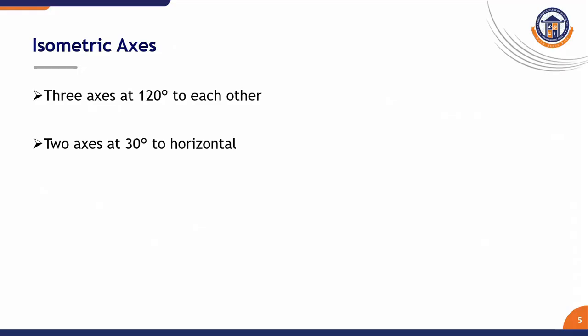Next, there are two types of isometric axes. First one is three axes at 120 degrees to each other, and second one is two axes at 30 degrees to horizontal. These are the two main important isometric axes.